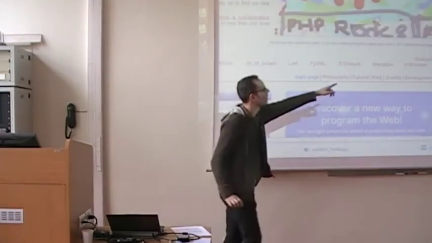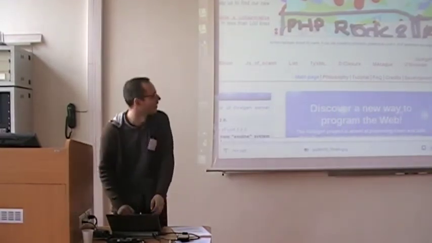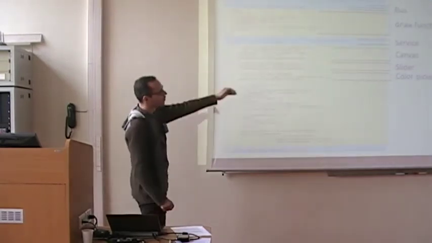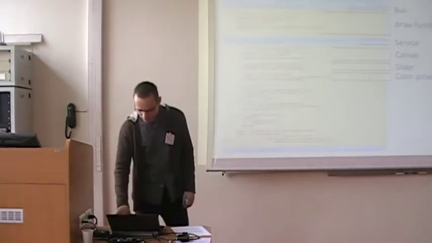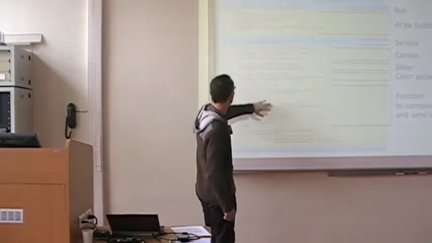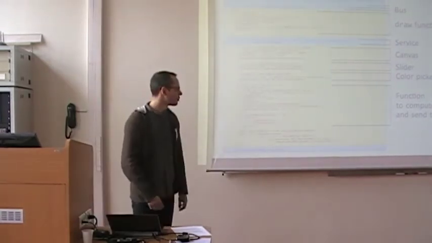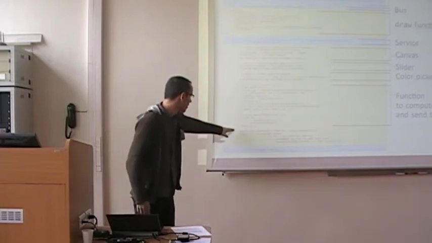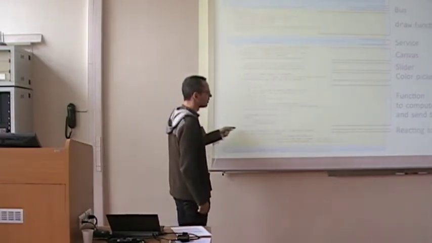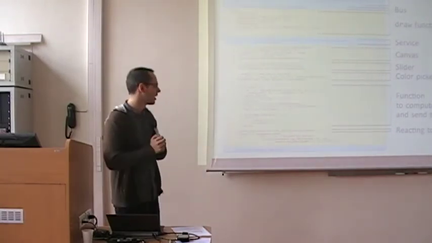This is the slider to choose the size of the brush. Then the color picker to choose the color of the brush. This is a set of functions to compute the coordinates and send them to the server. Then we have one line here to tell the client-side program to react to server-side events.